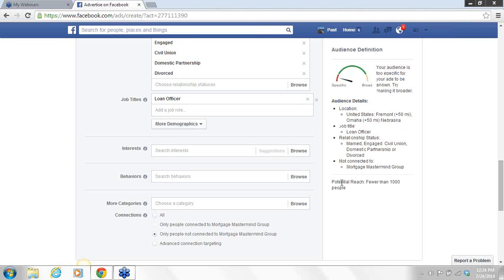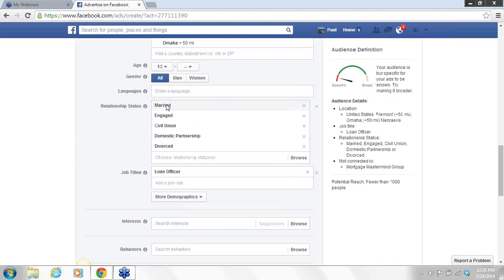Fewer than 1,000 people in the area I'm in, because each one of these is a demographical overlay. So I'm overlaying each one of these. I want people who are married, engaged, civil union, domestic partnership that are also loan officers. Well, what about the single people who are loan officers? I've excluded them because I did not include single people in my relationship status, and I selected loan officer.